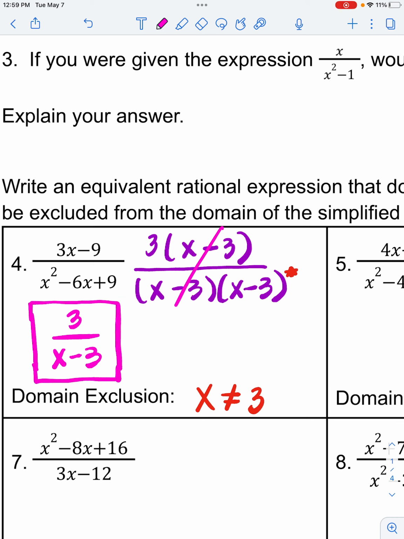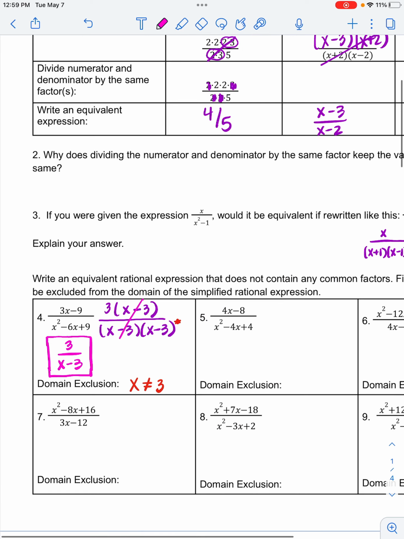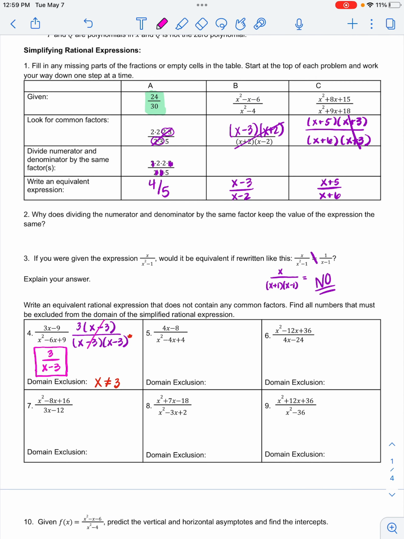Okay, so this is where one of those examples is that I want you to take a pause so that you can do the rest of the examples in this box, so all the way up to number 9. So take a pause right now.